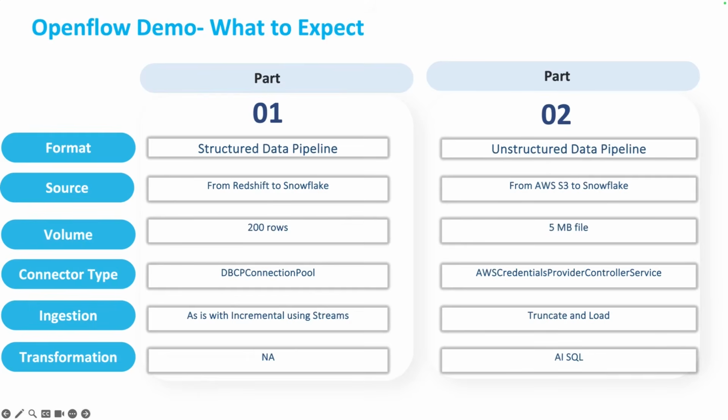The first use case is going to involve structured data processing. When I say structured data processing, we are going to take the data from Redshift and then load it into Snowflake. We are going to use a connector called DBCP connection pool. And for the second use case, what I'm going to cover is unstructured data processing.